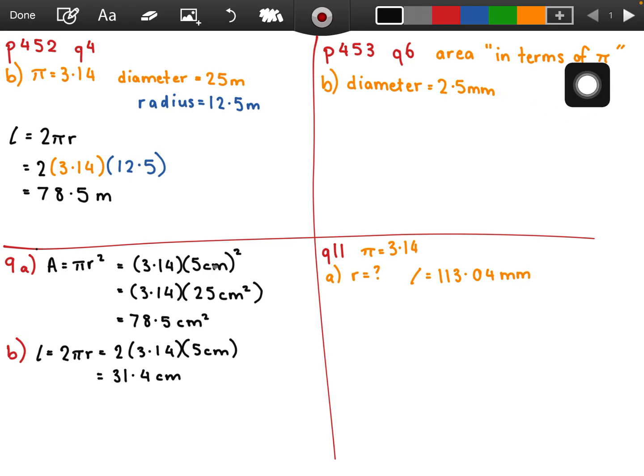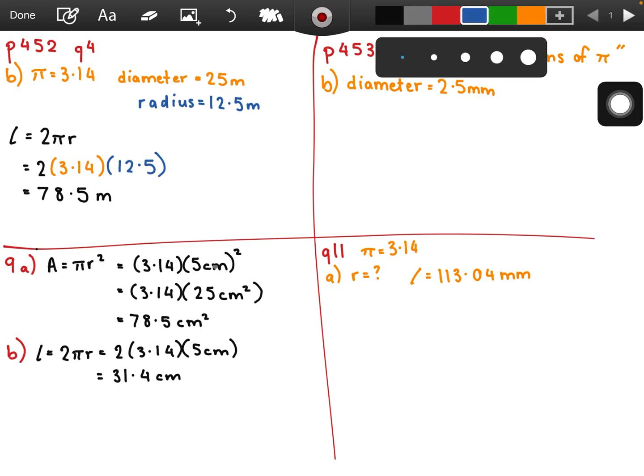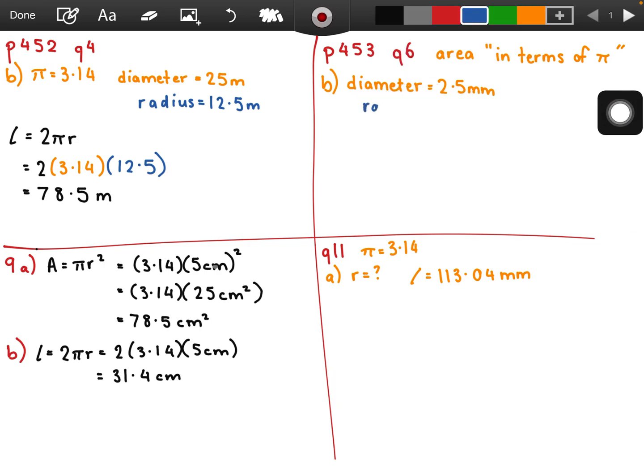The next one that I'm going to give you a bit of help with is on page 453, question 6. The reason why I'm going to give you a little bit of help with this one is because it says find the area and circumference of each of the following in terms of pi. So what does that mean? It just means that we're going to leave pi in our answer.